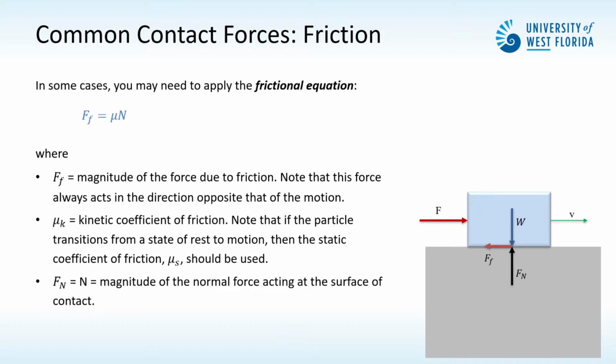The first is friction. Friction is a contact force that always works against the direction of motion. The magnitude of the frictional force is given by F equals mu N. Here, mu is the coefficient of friction, which is written as mu sub k if the object is moving. This is the coefficient of kinetic friction. And it's written as mu sub s if the object is at rest. This is the coefficient of static friction. N is the normal force exerted by the surface, but I typically write the normal force as F sub n to distinguish it from the units of newtons.